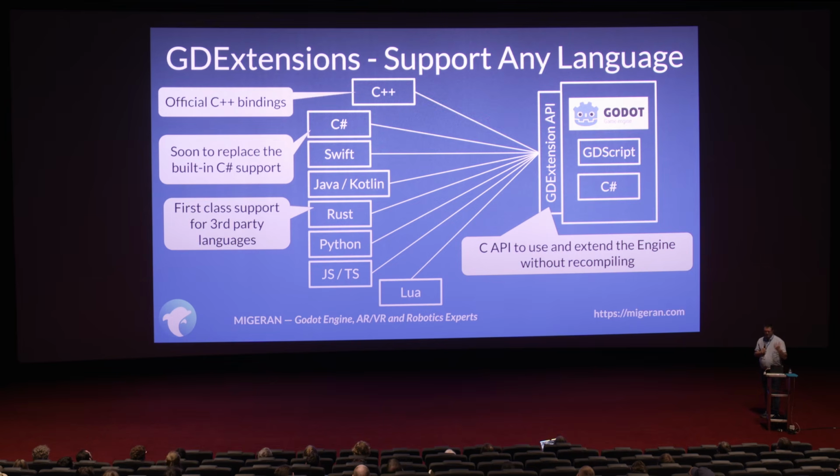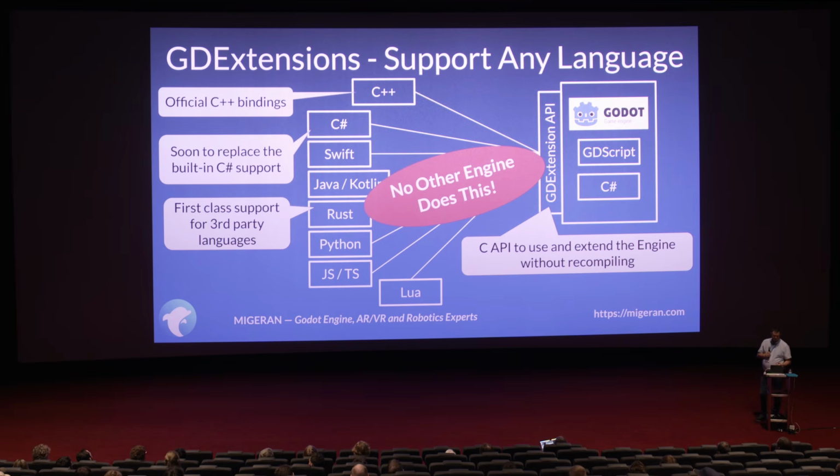And there is also first-class support for all the other languages like Rust. And we also built TypeScript support. There is, of course, also Swift support. So no other game engine does this. It's not possible to do with Unreal or Unity. And this is a special power of Godot that we can use to bring different components built in different languages together.